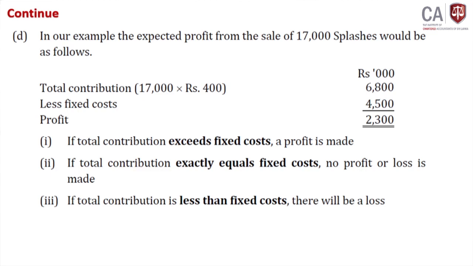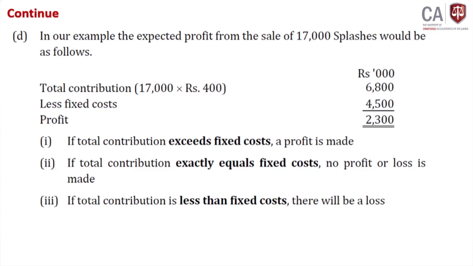That is 6,800 in thousands. Less fixed cost, which will be considered a periodic cost, right, you will not absorb it into the unit. Total fixed cost including sales and distribution and production is 4,500, so the profit will be 2,300. This is a learning outcome.